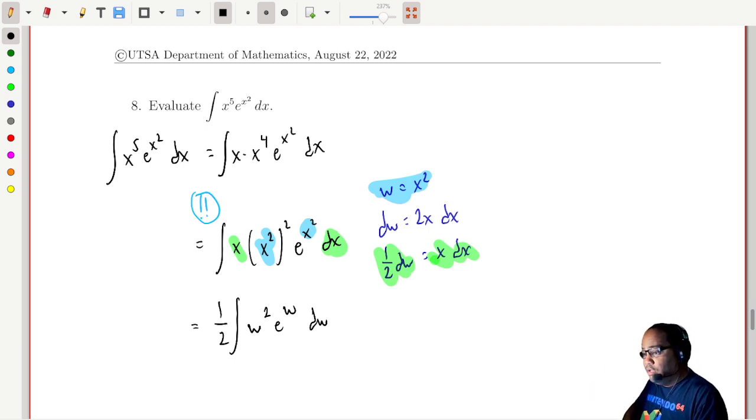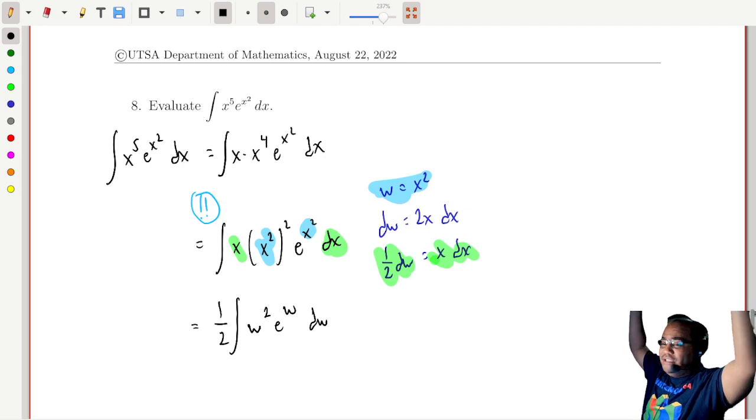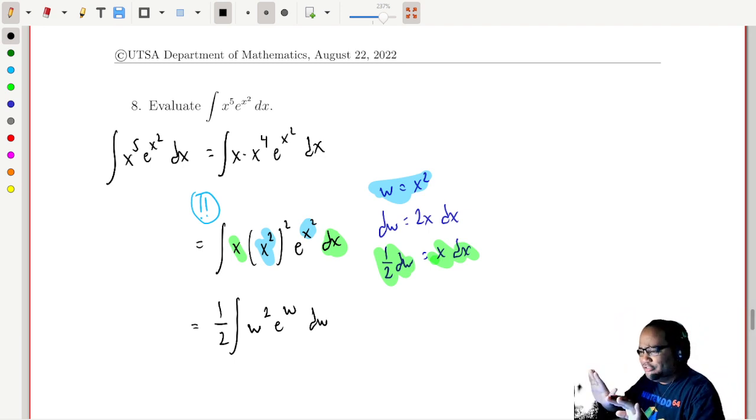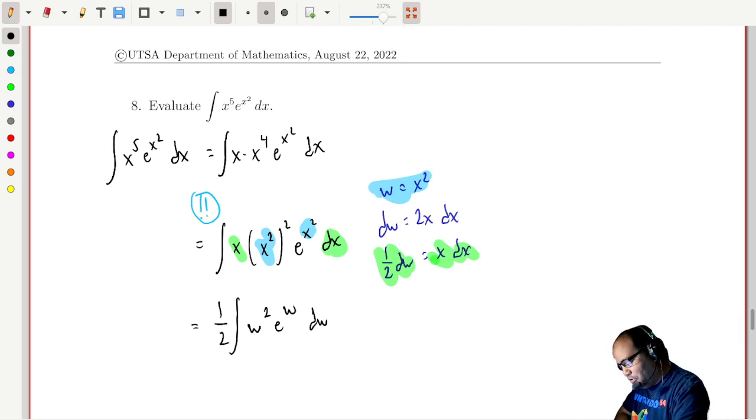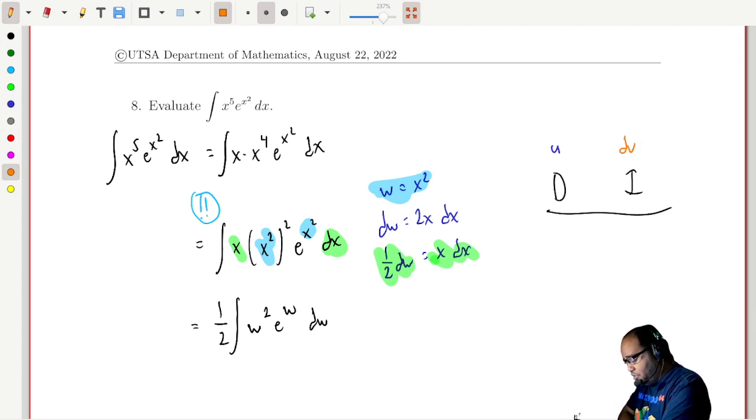What does this look like now? Integration by parts again, what we just started with. I'm going to use the DI method because this video is running a little too long. Remember, two columns: D is for your u column, I is your dv column. So we set I equal to e to the w, and D is w squared.